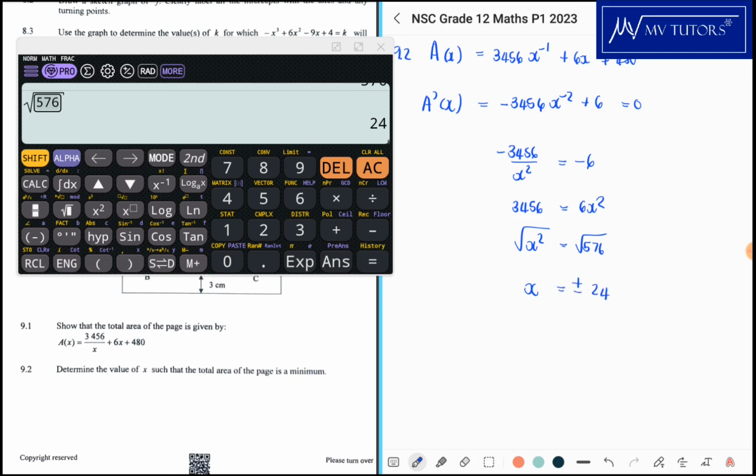Now, they're asking for the area of the page, if the area of the page is a minimum. Okay, so we have x is equal to 24 and we have x is equal to negative 24. What do you think we'll use? The negative or the positive in order to get the minimum? I say check out what A is if you use 24 and what A is if you use negative 24. Then you'll know what is the real answer for x. Okay, we're just checking here. Let me take it a bit lower.